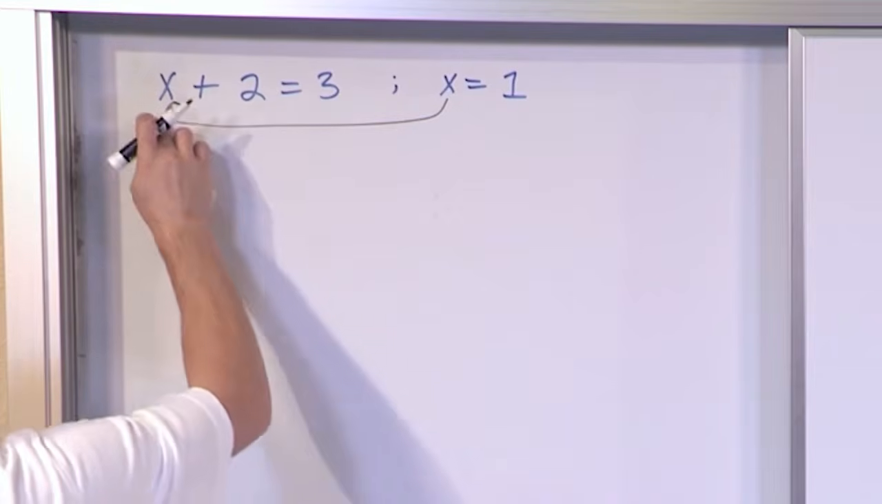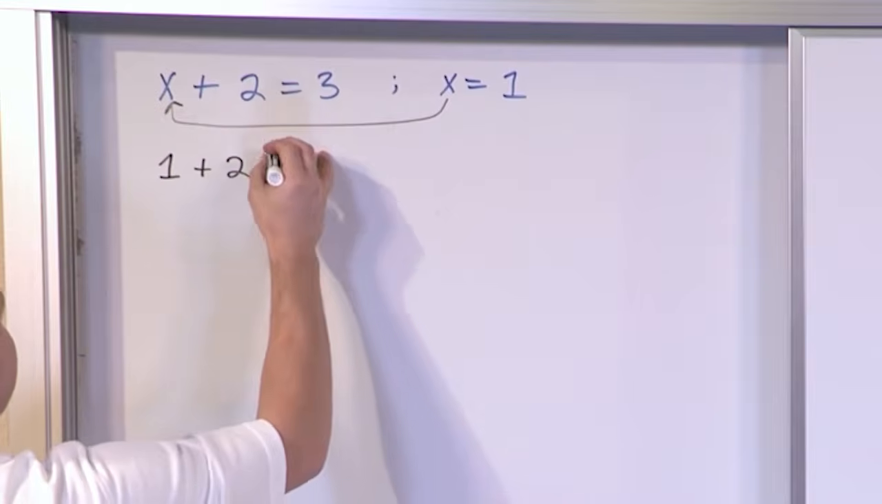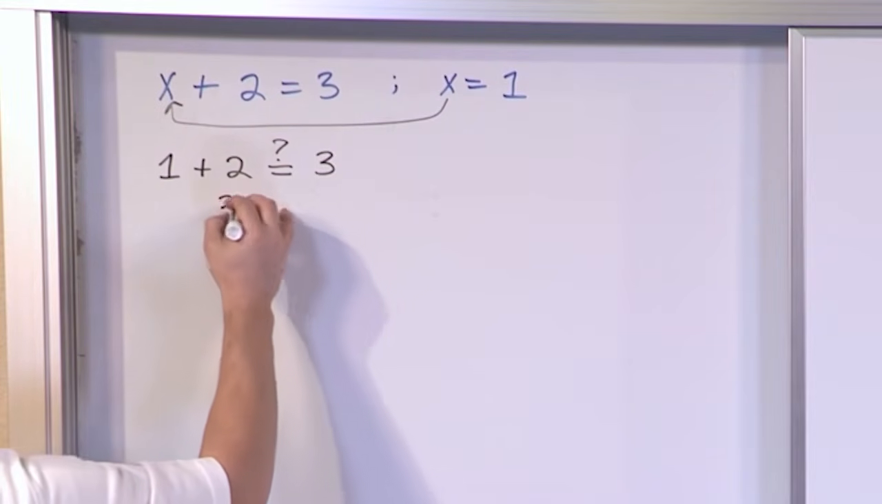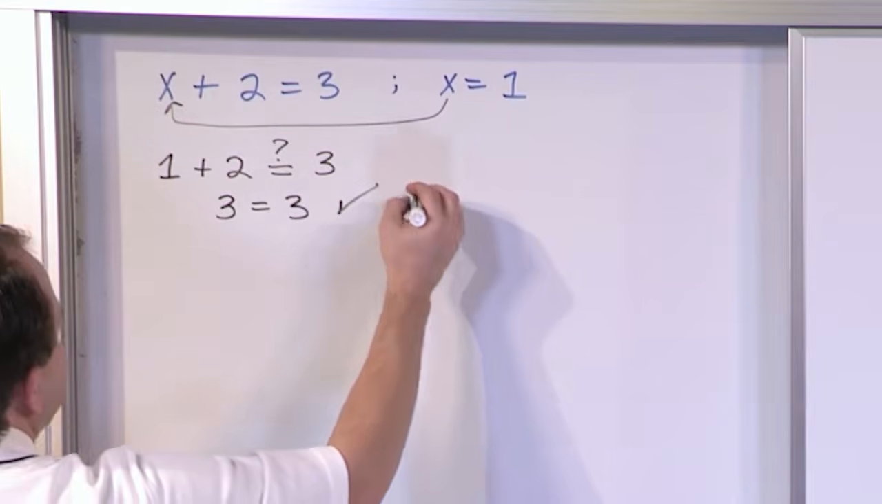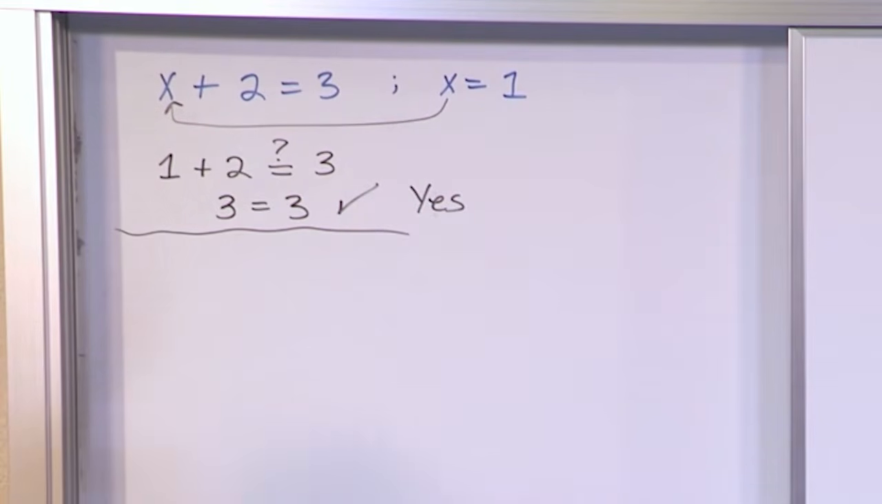So let's put 1 in here, and what we'll have is 1 + 2 = ?, because I'm not sure yet, 3. And I think you can realize and understand that 3 is equal to 3, so yes, this is a solution. So what you figured out is that x = 1 is the solution. It's the only number that works for this equation.